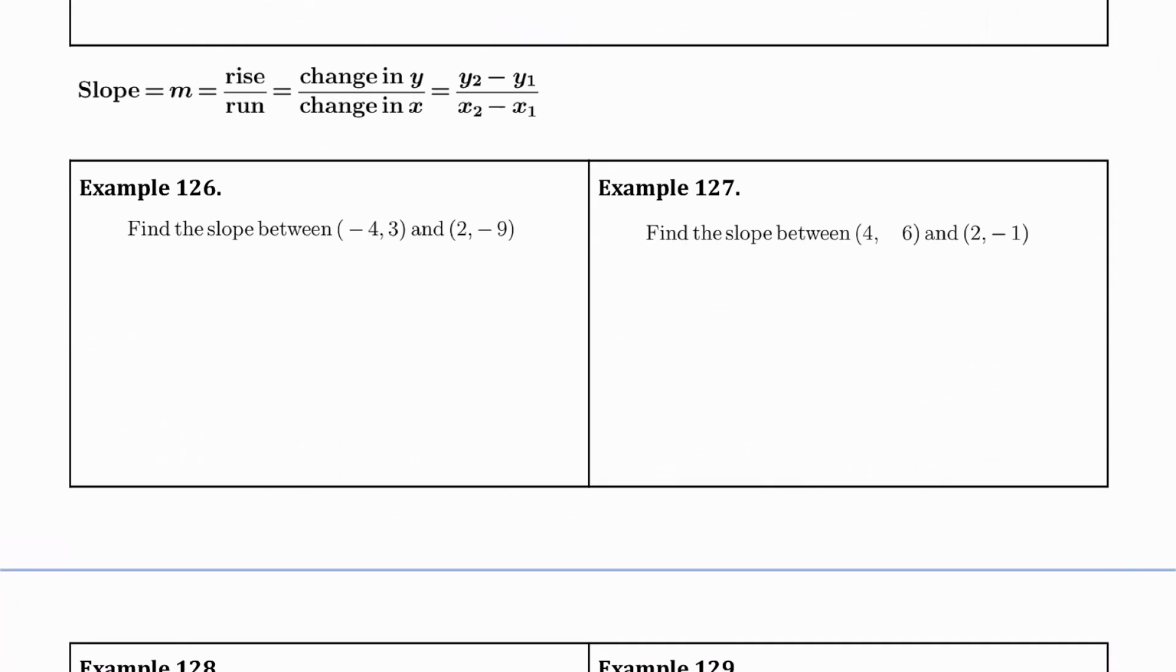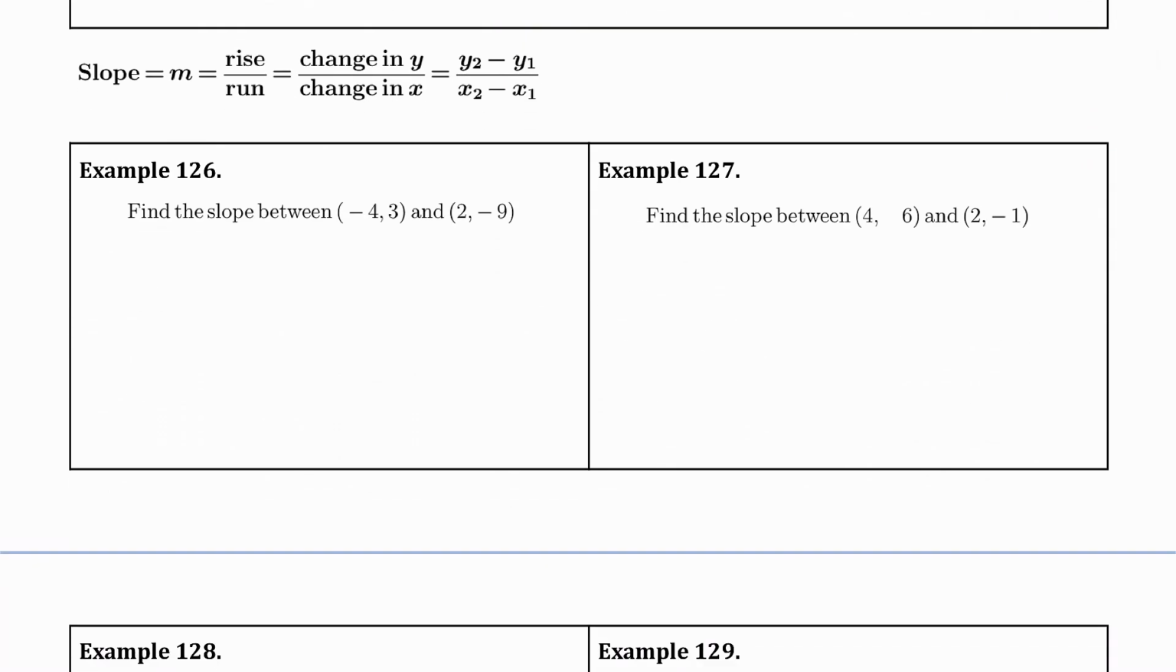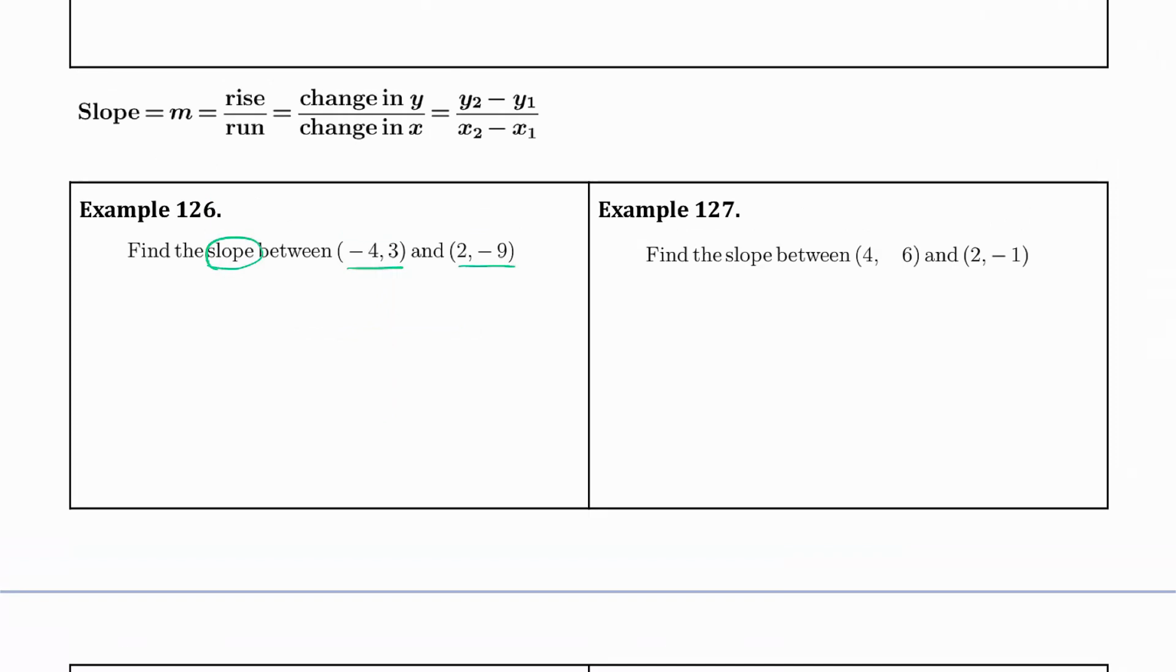But sometimes we're not going to be given a graph. Sometimes we're just going to be given 2 ordered pairs, and we're asked to find the slope between those. We obviously could draw a graph of our points, count our rise and run, but a quicker and easier way to do this is using our slope formula. So we've kind of broken it down right here.